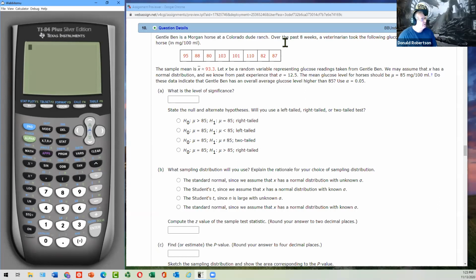We've got a whole load of data. It's about a horse. This poor little horse has had the vet take some blood samples from it and they're looking at its glucose levels. And thankfully they've told me the average is 93.3. They've told me what sigma is, and they've told me the significance level, and we're being asked, is there evidence to prove that the overall level is bigger than 85? So let's do one thing at a time. Significance level, get that out of the way.